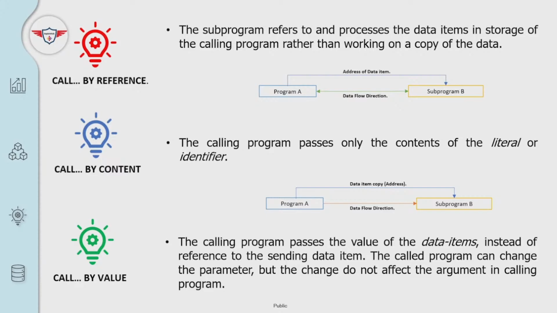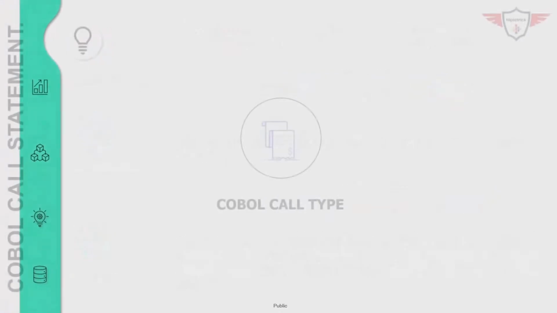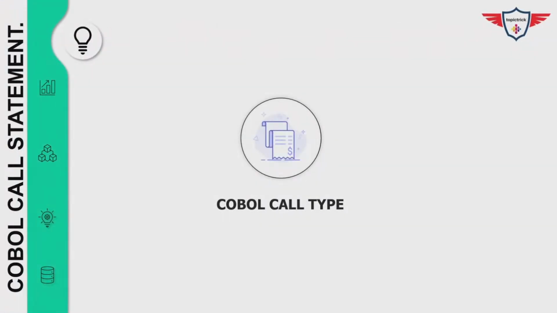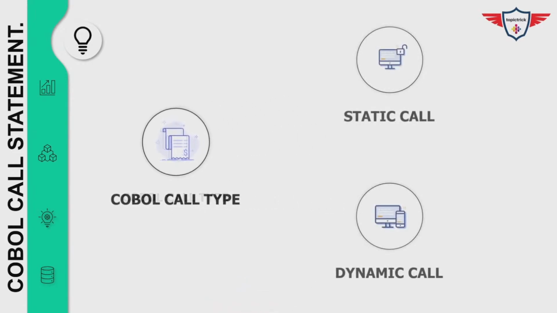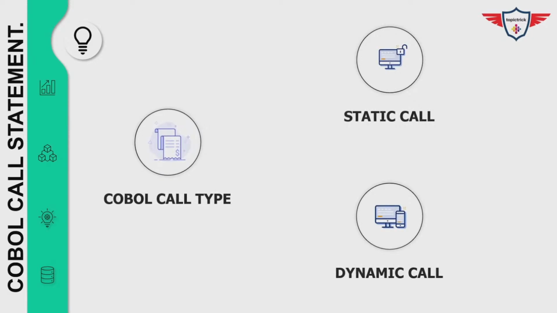Now let's focus on the various methods of transferring control from one program to another program. In general, call statements are divided into two categories. The first one is static call and the second one is dynamic call. Now let's try to understand the difference between static call and dynamic call.